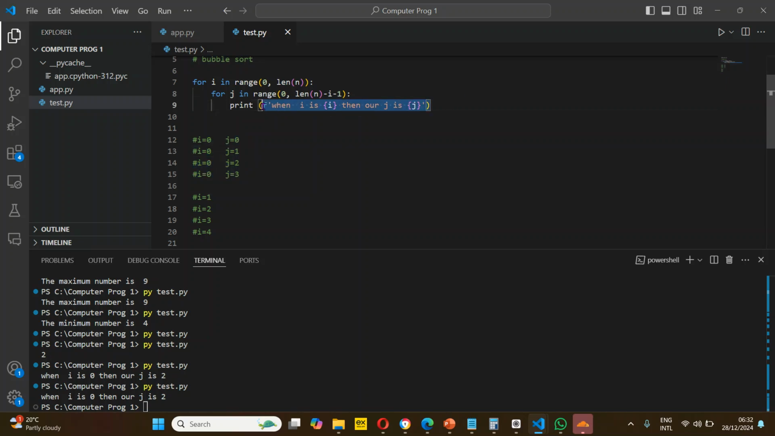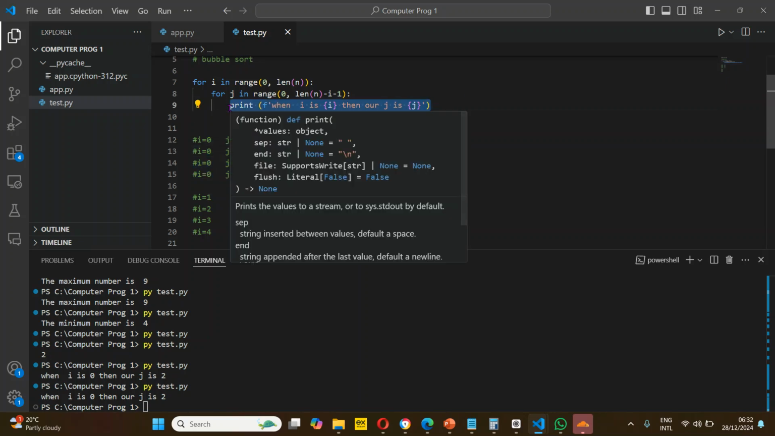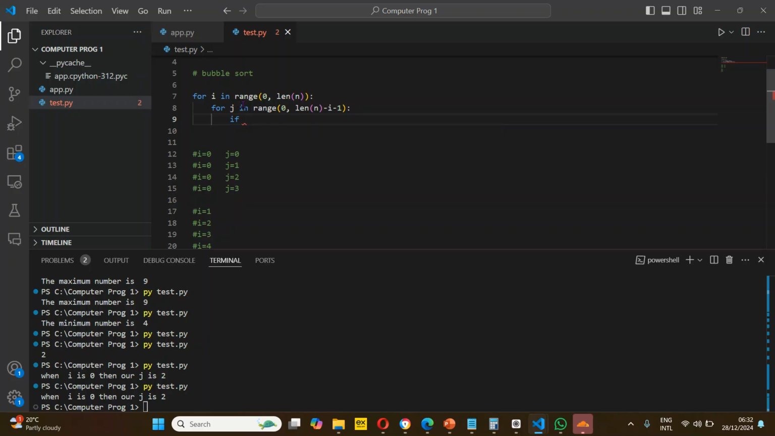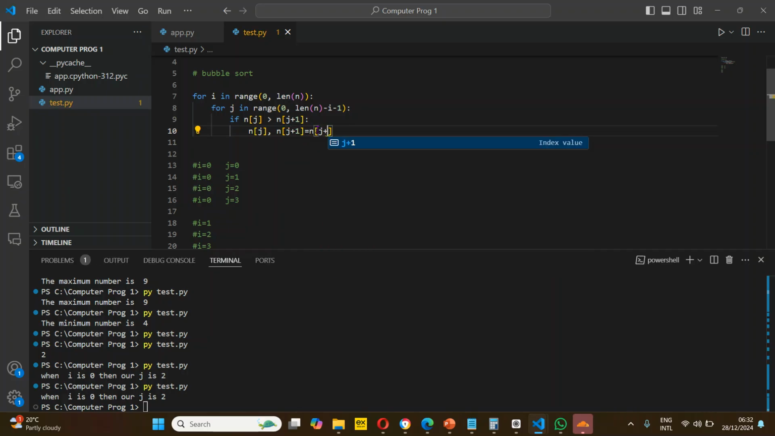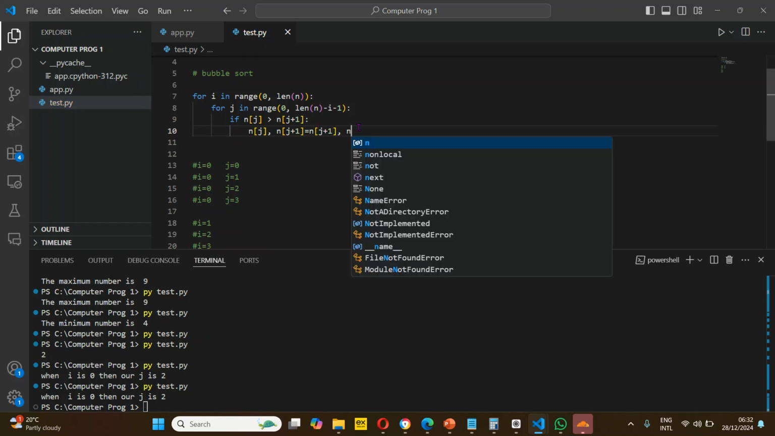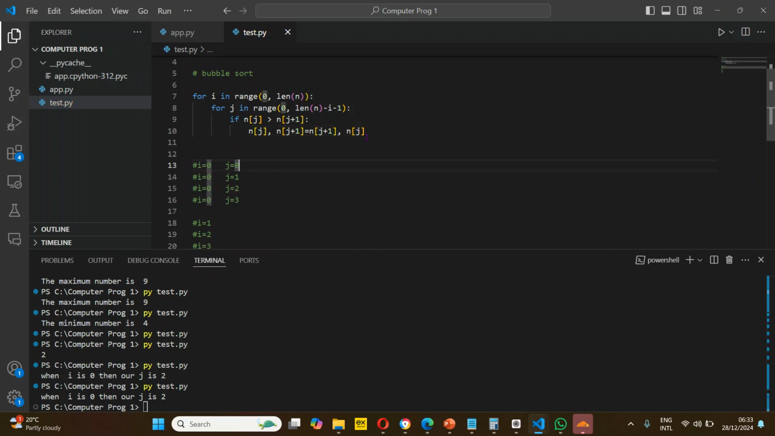So now let's apply the condition here. If n of j, which we are fetching out the value, is greater than n of j plus 1, what happens? We need to swap them, we need to swap the position. Swapping the position in Python is like this: n of j plus 1 equals n of j, then n of j equals n of j plus 1. So I've swapped them.